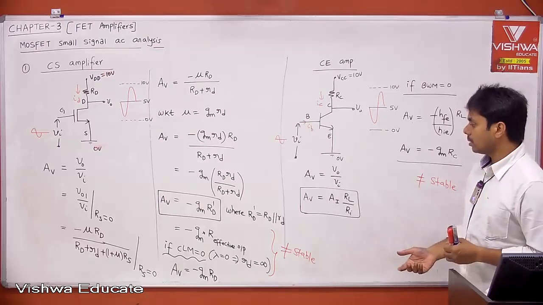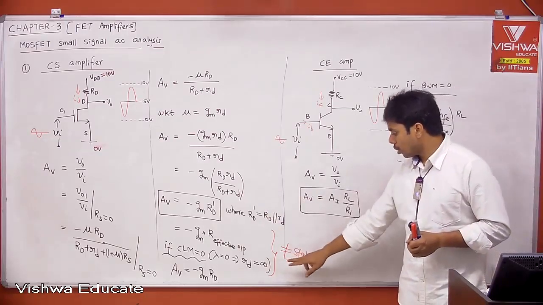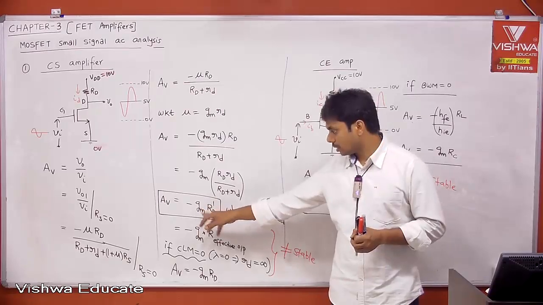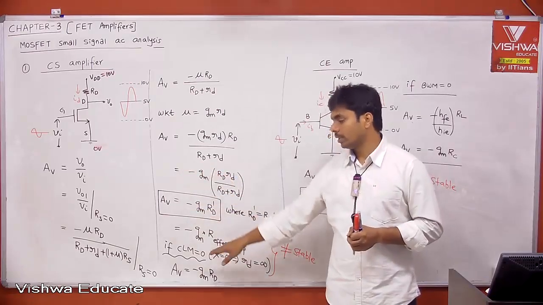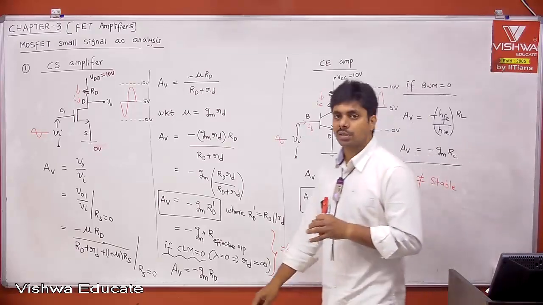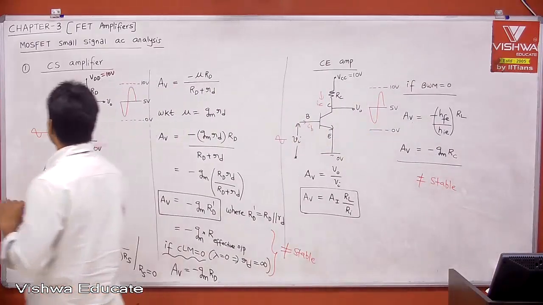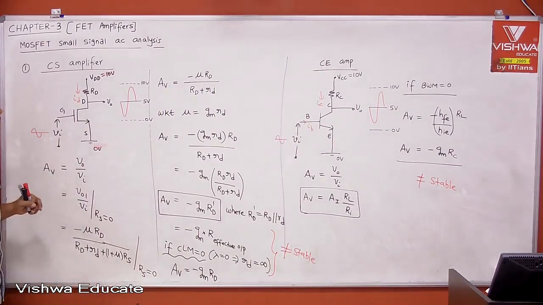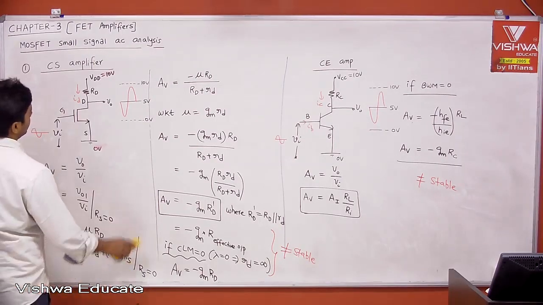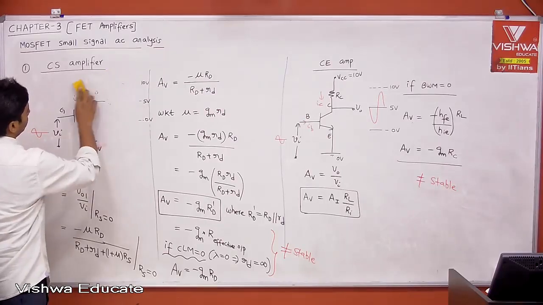The observation is that your voltage gain is not stable, and that is having inversion. Inversion means input is increasing, output will decrease by a large quantity. Okay. Done. Now write down the second configuration: CS with RS amplifier.